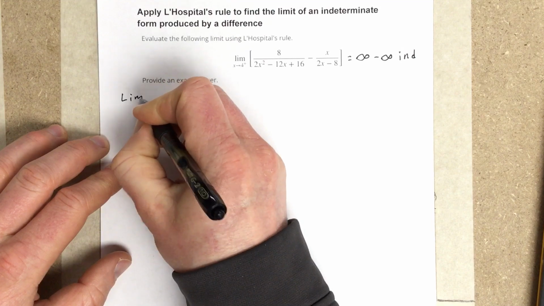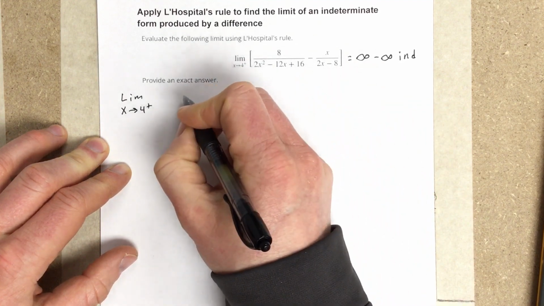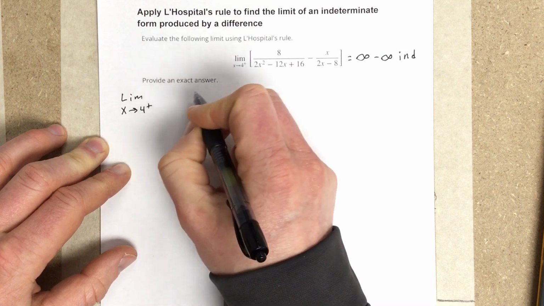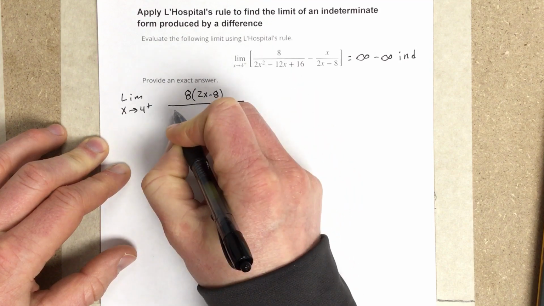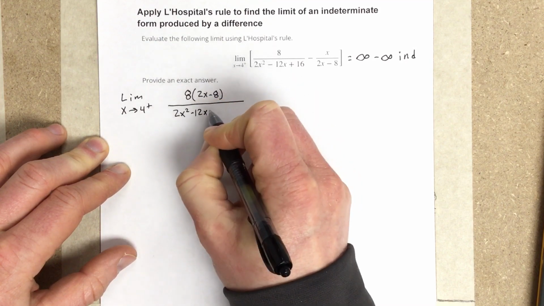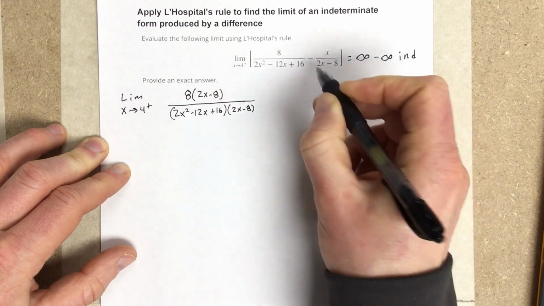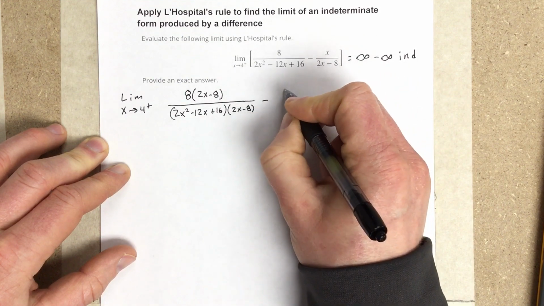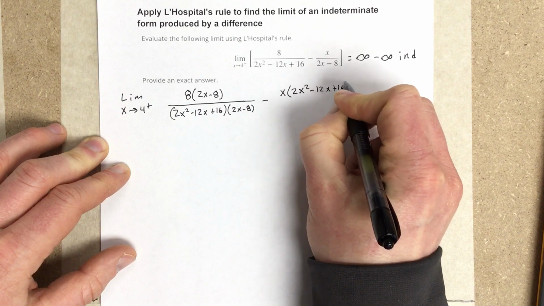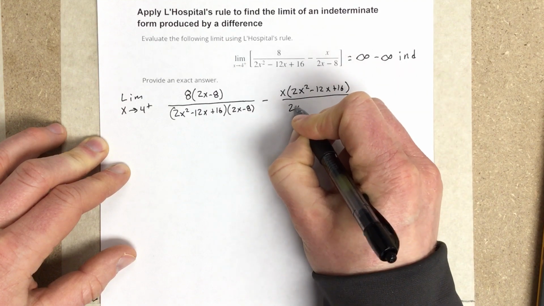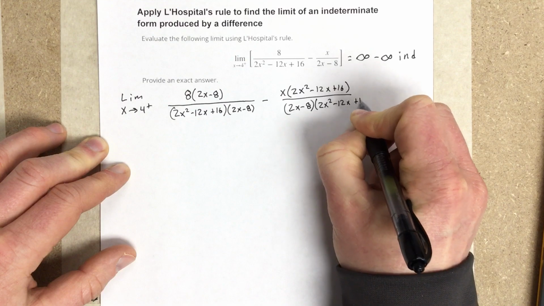So let's write limit as x approaches 4 from the right. And then let's combine these together with a common denominator. So I'm going to multiply 8 times 2x minus 8, the other denominator. And then that's going to be over 2x squared minus 12x plus 16 times 2x minus 8. And then I'm going to do the same thing to this x over here. I'm going to multiply x times 2x squared minus 12x plus 16 over, and then 2x minus 8 is going to be multiplied by 2x squared minus 12x plus 16.